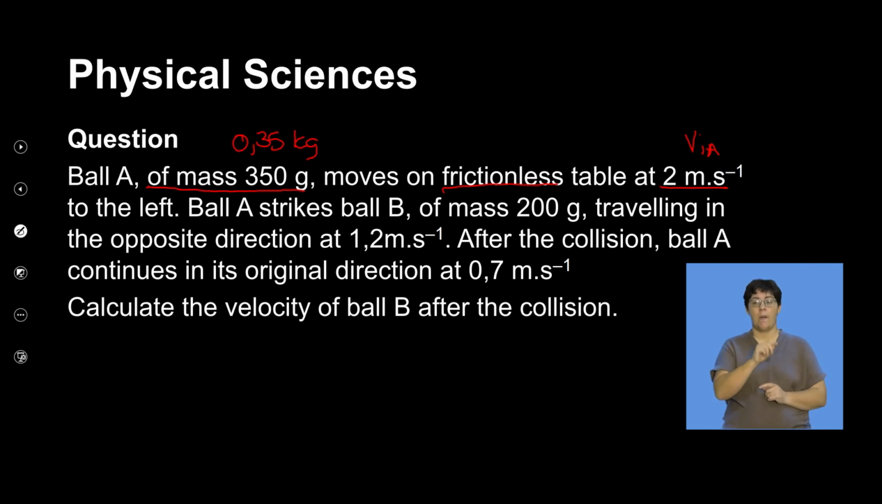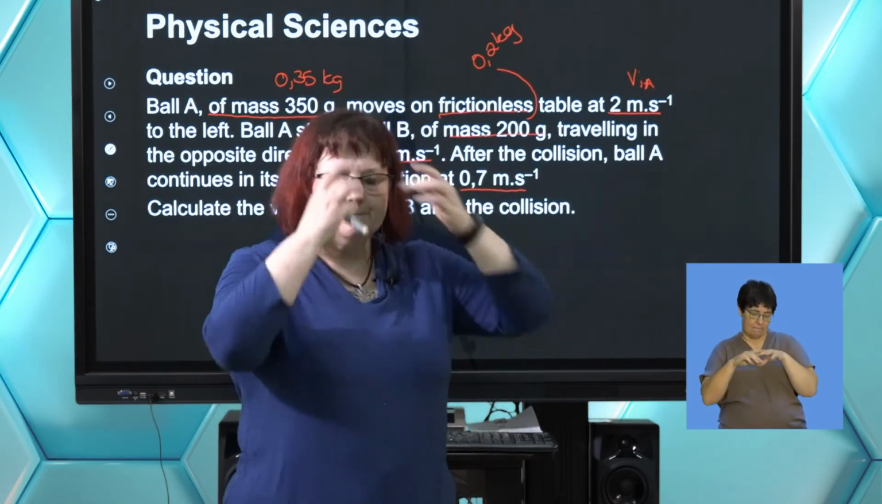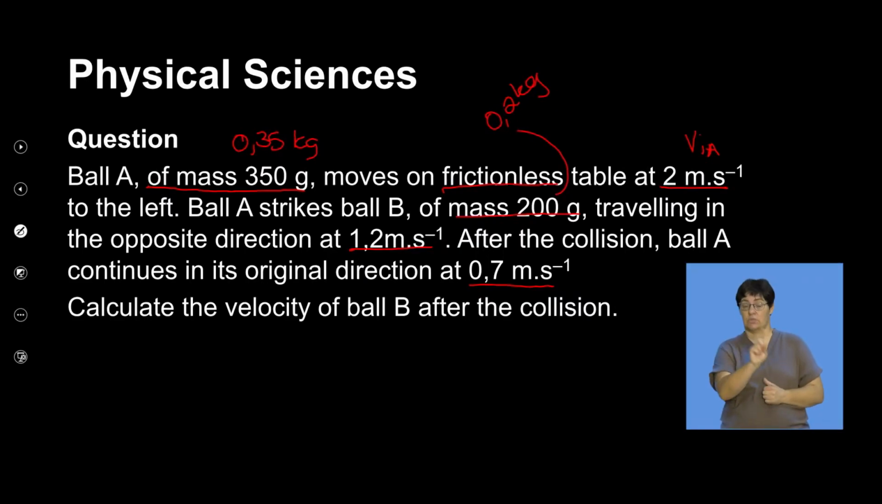So now we've got a second object, and that one has a mass of 200, so we know that that's 0.2 kilograms. And it's traveling in the opposite direction with 1.2. So in other words, B is moving to the right. Okay, and that's the initial. Then they say after the collision, so they hit each other, ball A continues in its original direction at 0.7. All right, I showed you a situation where they could collide and they keep going, end up going in the same direction. Now they ask you, what is the velocity of B after the collision?